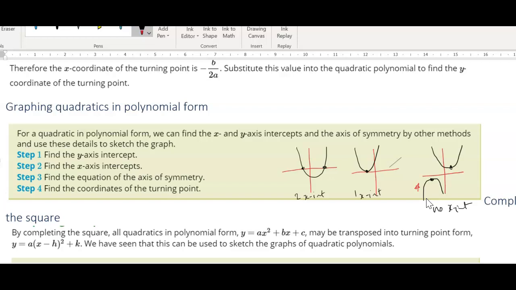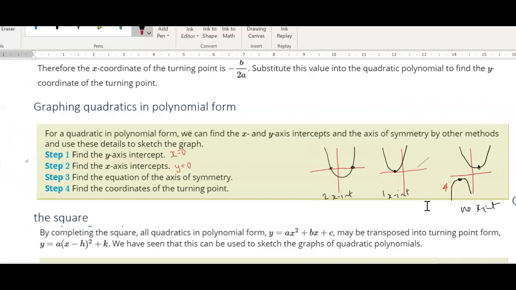All right, so you'll eventually be able to look at them and say, well, this is what it is or isn't. So your y-axis intercept, we let x equal 0. Okay, so I'm just going to put that there. So remember x equals 0. Find the x-axis intercept, so we let y equal 0. Find the equation of the axis of symmetry. That's only if it's in polynomial form. So that's going back up here.